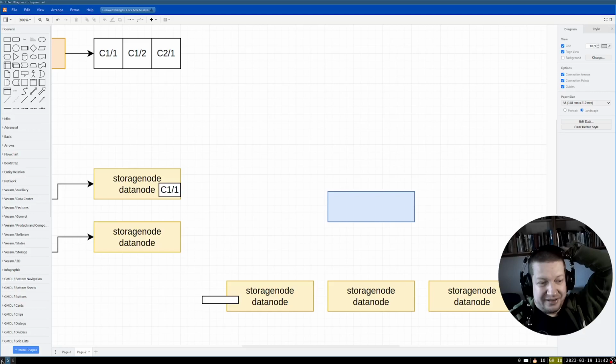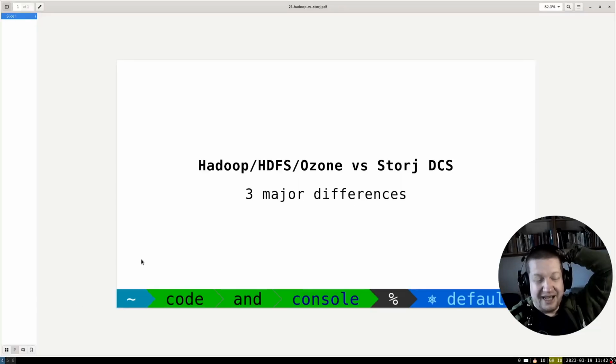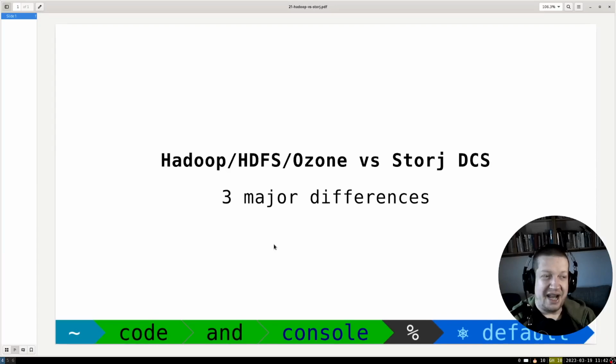So I think these were the differences. There are more differences, but also similarities, as we have seen. And I think now we are ready to dig deeper and check a few interesting technical details in the universe of storage.